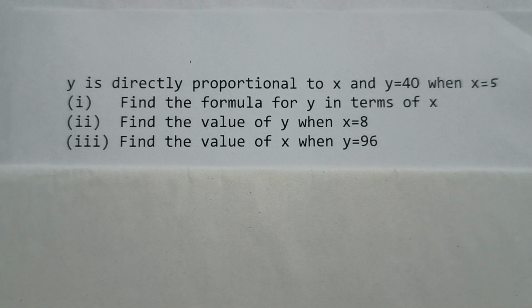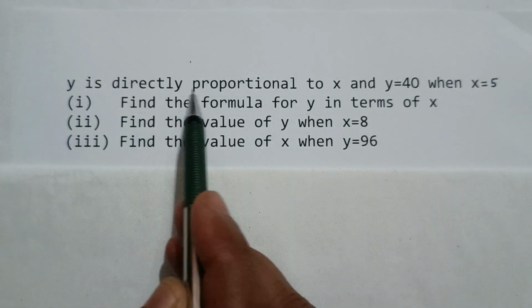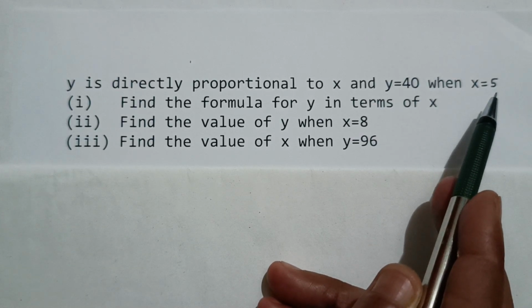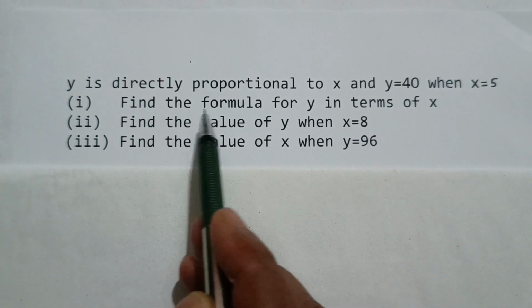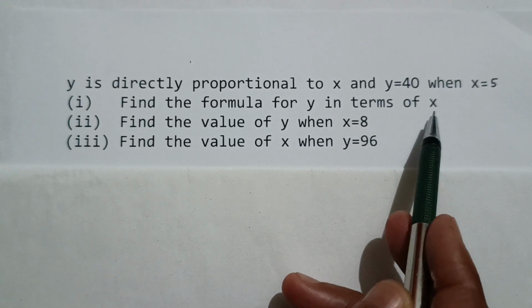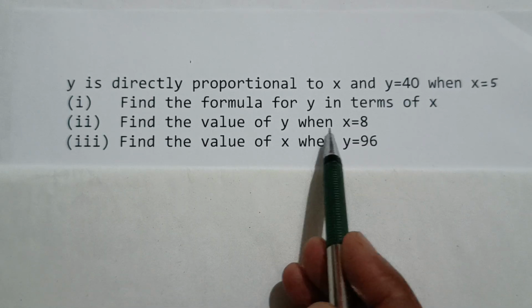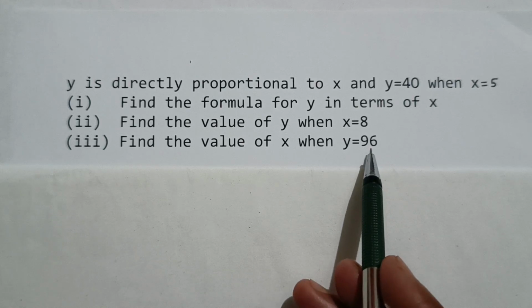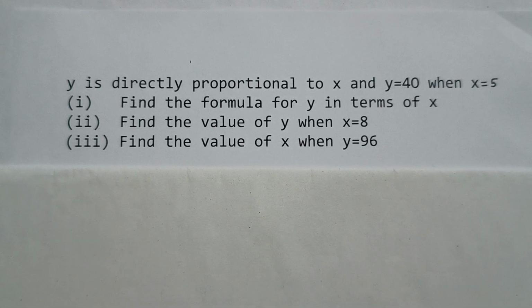Question number 1 says, y is directly proportional to x and y equals 40 when x equals 5. So we have to find the formula for y in terms of x, find the value of y when x equals 8, and find the value of x when y equals 96. So let us start solving this question.